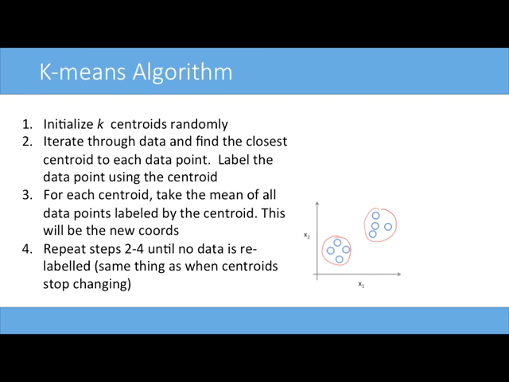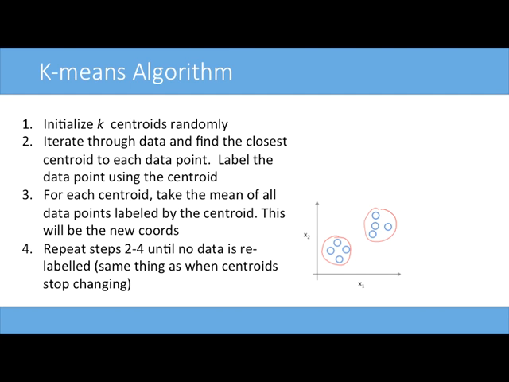So the first thing we do is we initialize k centroids randomly. Basically, we have an idea of what the domain is. As you see in this graph, we can guess what the extent of all the data is, and we will just randomly pick some points around that area. In this first example, we'd pick 2 points because we want to identify 2 clusters.